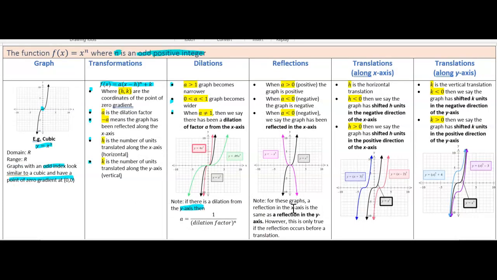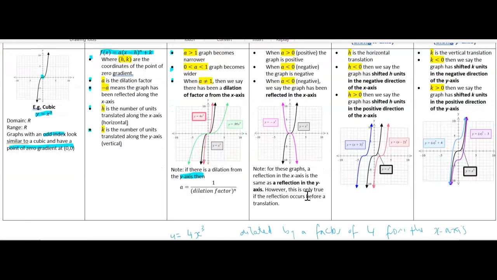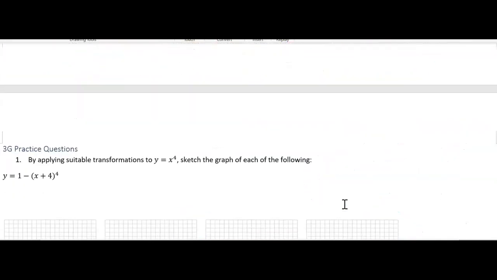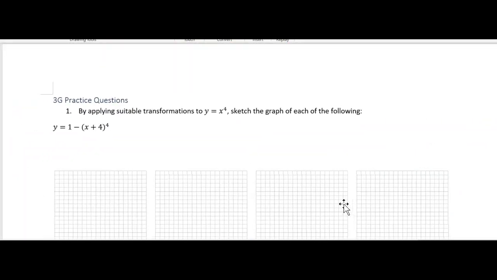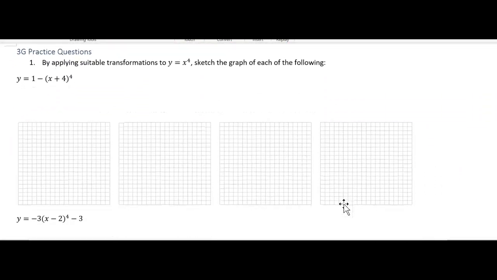All right, so just reading this note below that, for these graphs, a reflection in the x-axis is the same as a reflection in the y-axis. However, this is only true if the reflection occurs before a translation. Okay, so the order of your transformations does matter. All right, let's do some practice questions. So we're already halfway through, 30 minutes through this video.